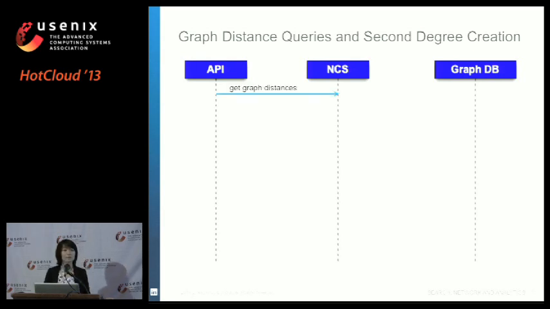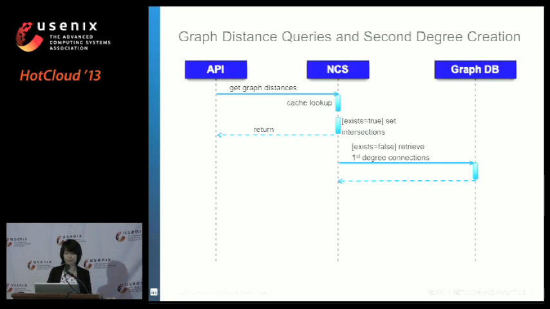So first, this call is going to be forwarded by the API tier to the network cache service. The network cache service will look up its local storage to see whether it has this person's cache or not. If it does, then it performs the set intersections right here. If it doesn't, then it will need to build the cache for this user.